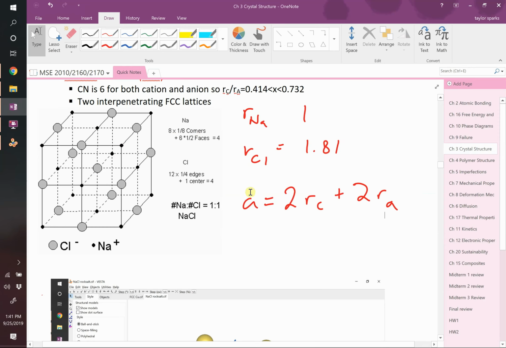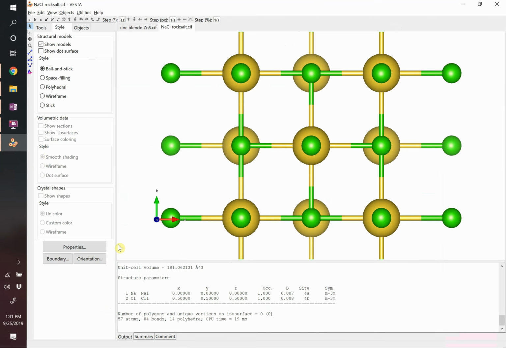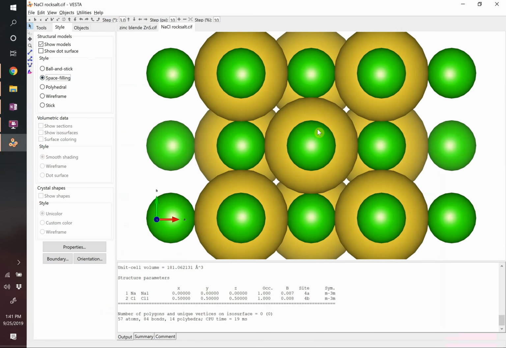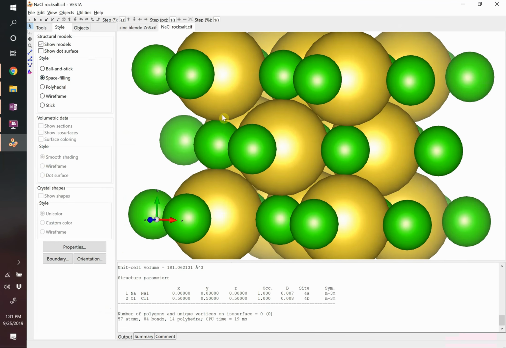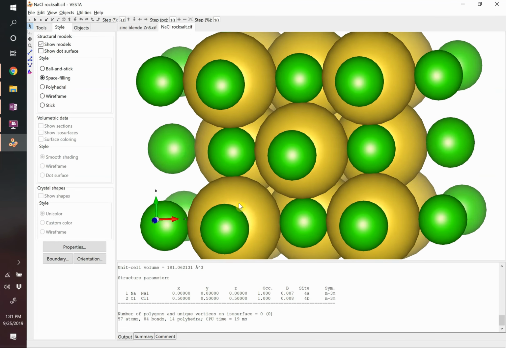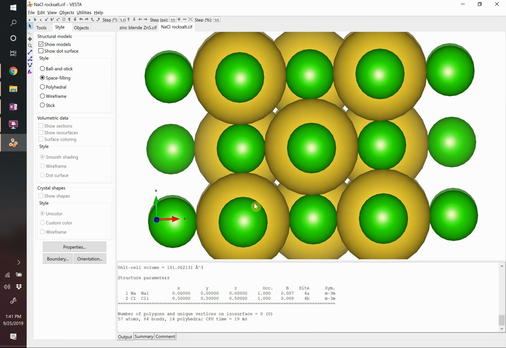Yeah. So again, on this one, they're touching along this side right there. And if it's ever not clear where they're touching, you're going to download VESTA for the homework this coming week, and I'll make all these things available. And you can always just click space filling and say, oh yeah, sure enough, they touch along this edge length of the unit cell. They touch right along there. Okay? And that'll make it a little easier to see.